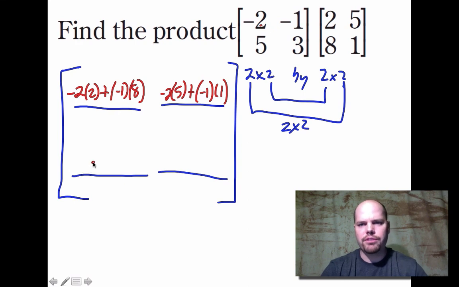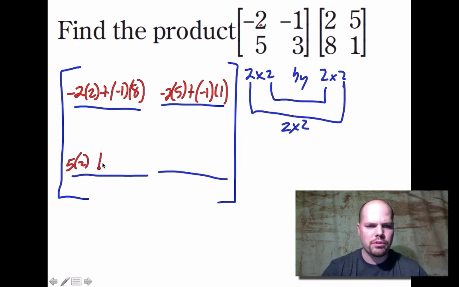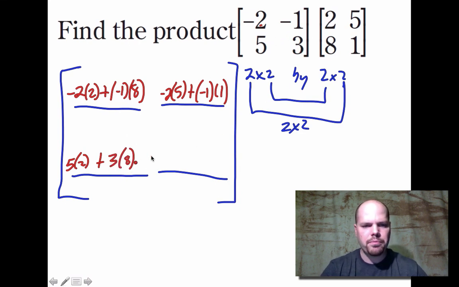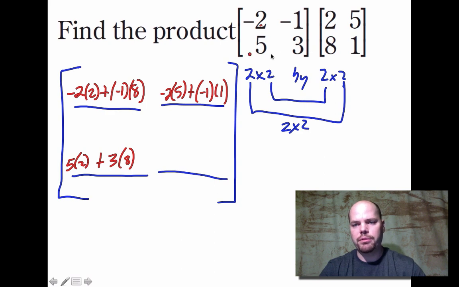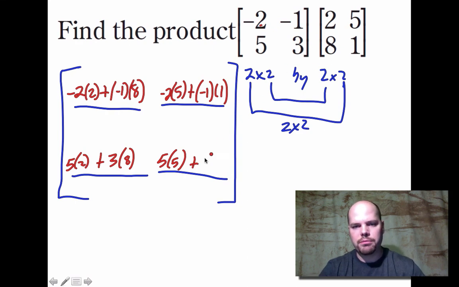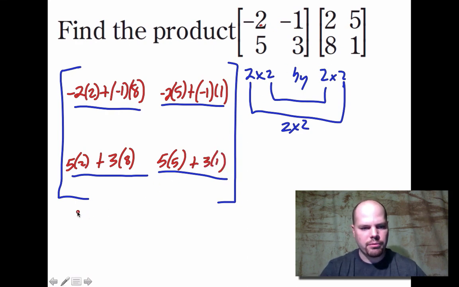Now for the lower left entry, we go the lower row with the left column. So we go 5 times 2 plus 3 times 8. Now for the lower right, we go the lower row with the right column. So we're going to go 5 times 5 plus 3 times 1. All right, and then we just crunch the numbers to get our answer.